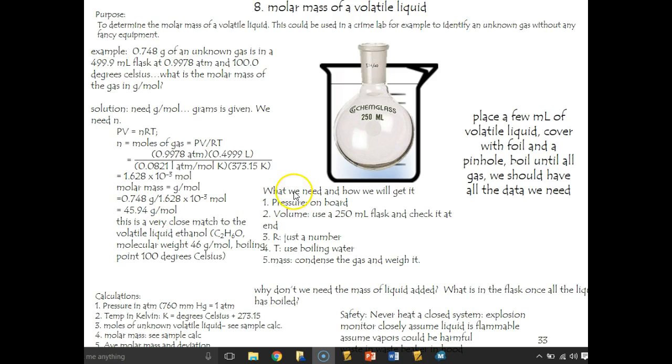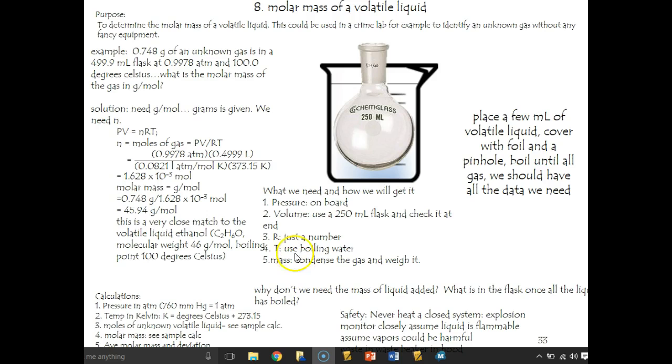Okay, so here's what we'll need and how you're going to get it. You'll be needing the pressure today, and we'll put that on the board, or perhaps we'll bring in a pressure reading instrument and you can record it yourself. Make sure you get atmospheres in the end. It has to be liters, atmosphere, mole, and Kelvin. For the volume, we'll use a 250 milliliter flask, and we will fill it up and find its volume more precisely at the end. We'll just fill it up and then pour it into a graduated cylinder.